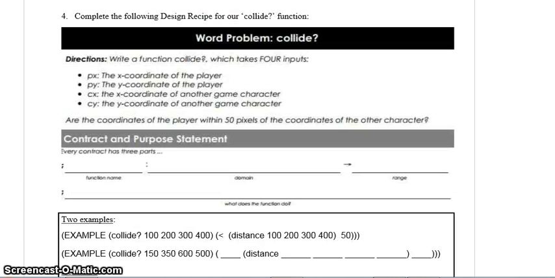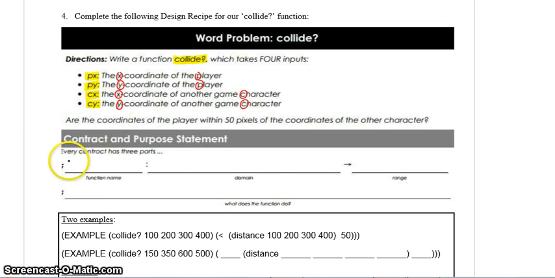So if you go ahead and go to the next page, we have finally made it to our last design recipe for our coding unit, which is called the collide function. So let's take a look, and hopefully at this point we find that we're experts at writing a design recipe. The directions here say write a function collide with a question mark, which takes 4 inputs. Again, our 4 inputs are px, py, cx, and cy. The x coordinate of the player, the y coordinate of the player, the x coordinate of another game character, and the y coordinate of another game character. So these variables hopefully make sense.